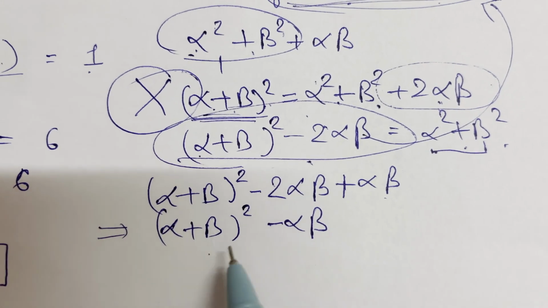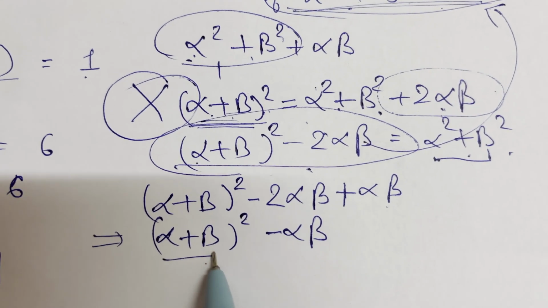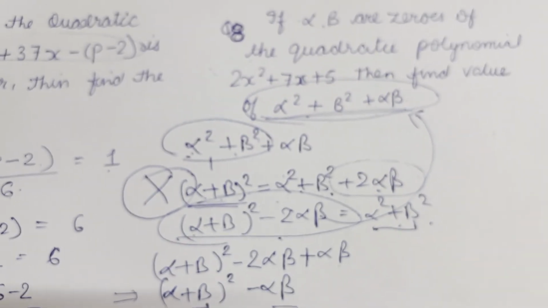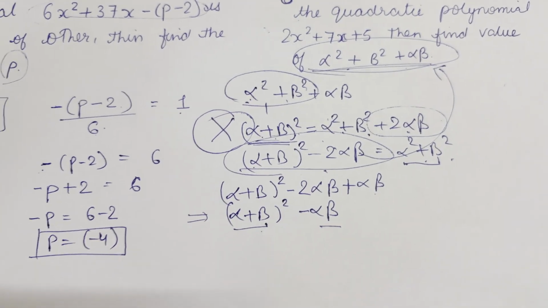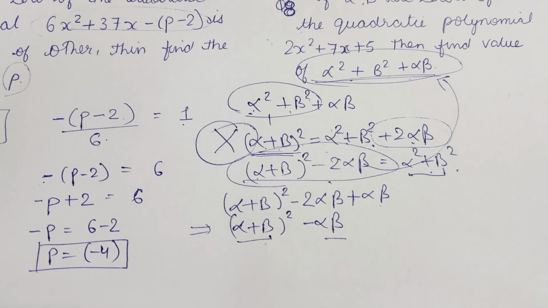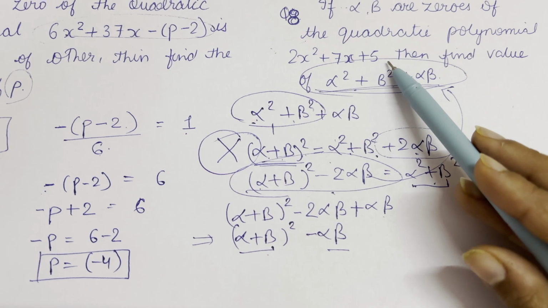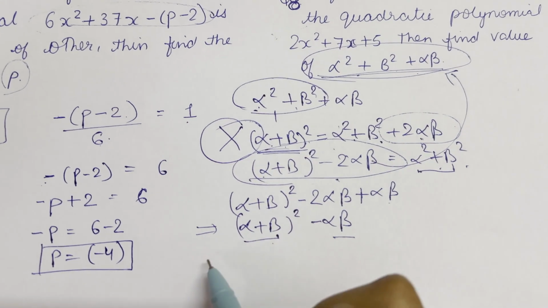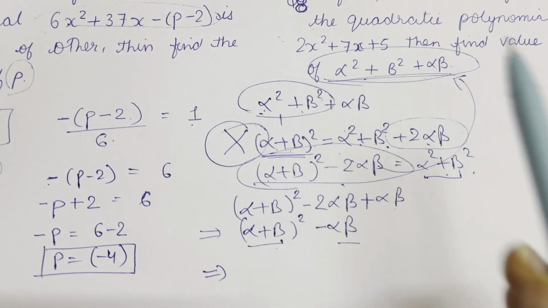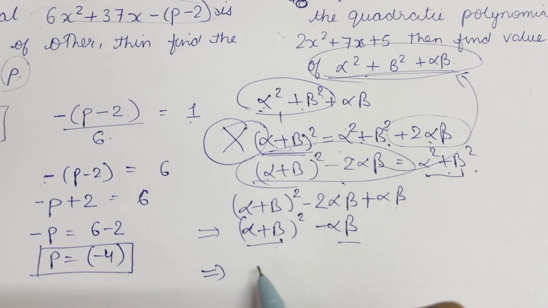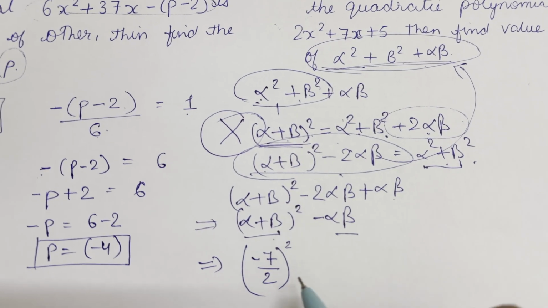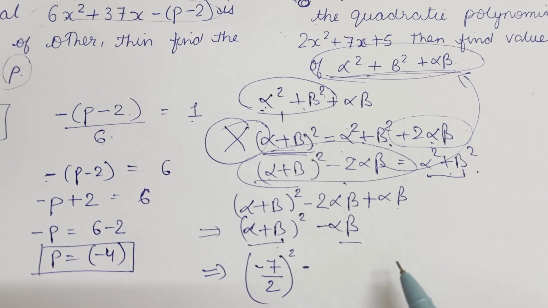And alpha plus beta is the sum of the zeros of the quadratic polynomial, and alpha beta is the product of the zeros, and the polynomial is already given to us, so we can easily find the sum and product of the zeros from it. The sum of the zeros is minus b by a, so it is minus 7 by 2 whole square, minus alpha beta. Alpha beta is c by a.